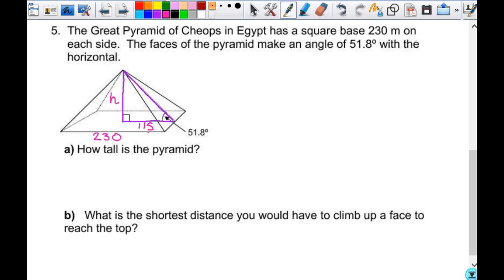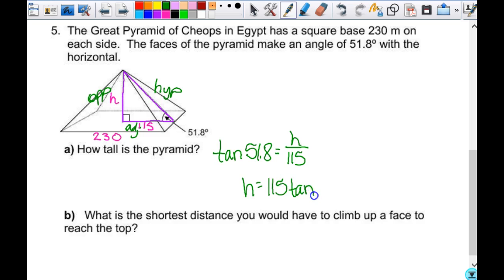So I have enough information to find the height, right? This is the opposite. This is the adjacent. And this over here is the hypotenuse. So what uses opposite and adjacent? Tangent. So the tangent of what? 51.8, because it always has to be of an angle, is equal to the opposite, which is the height, over the adjacent, which is 115, not 230. Then to solve for h, I just multiply both sides by 115. So the height is 115 times the tangent of 51.8.